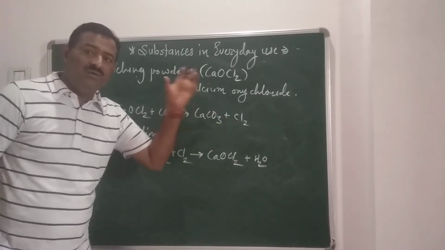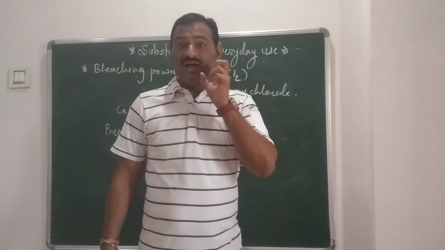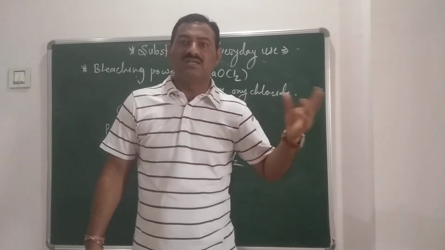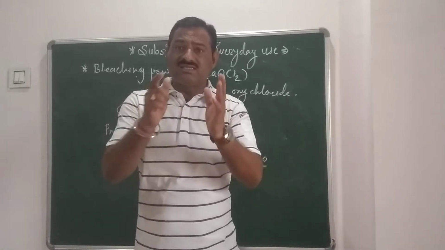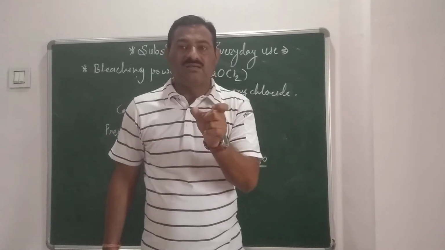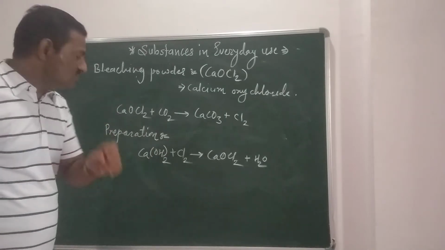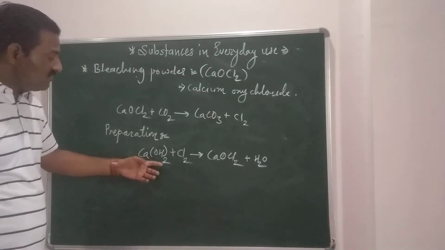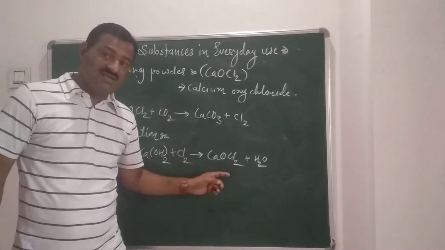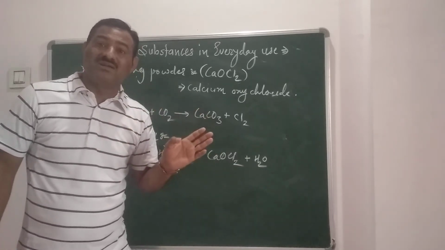Now how is the bleaching powder prepared? Bleaching powder is prepared with the help of lime slag, that means calcium hydroxide. You know what calcium hydroxide is? It is basic in nature. When the lime slag, calcium hydroxide, reacts with chlorine gas, it produces calcium oxychloride, known as the bleaching powder, and H2O. In this way the bleaching powder is prepared.